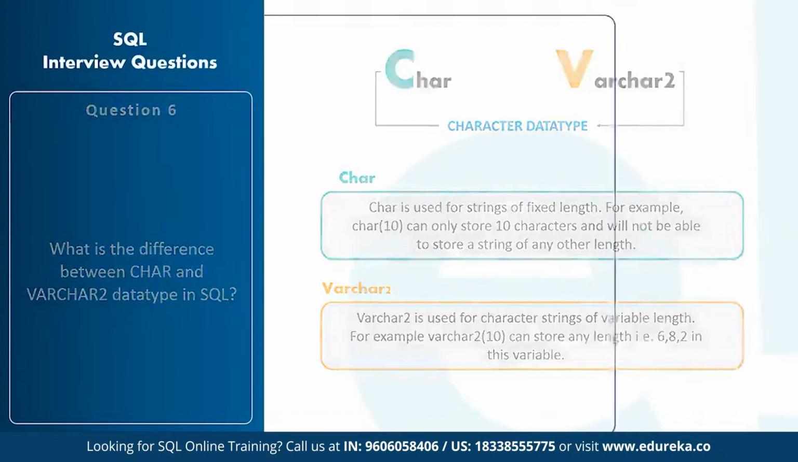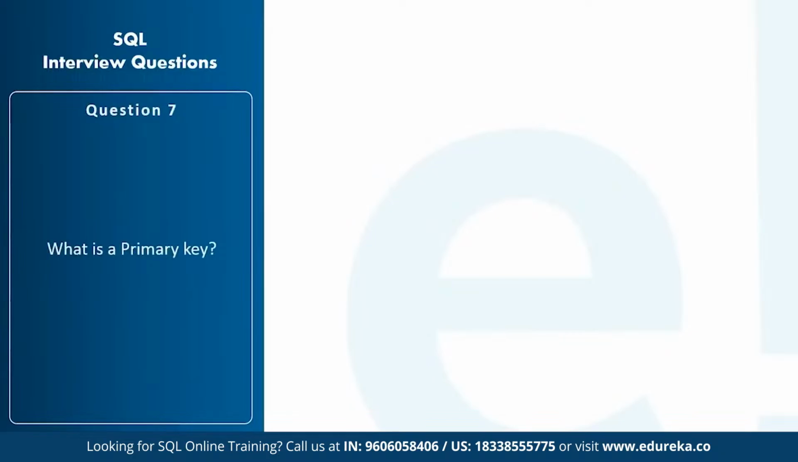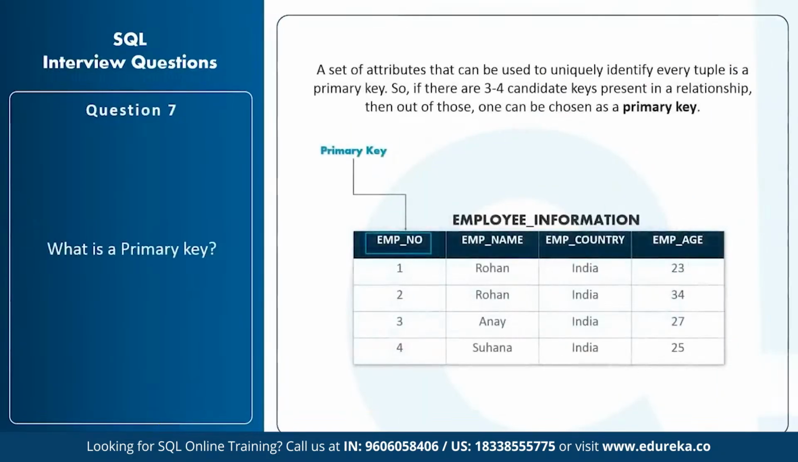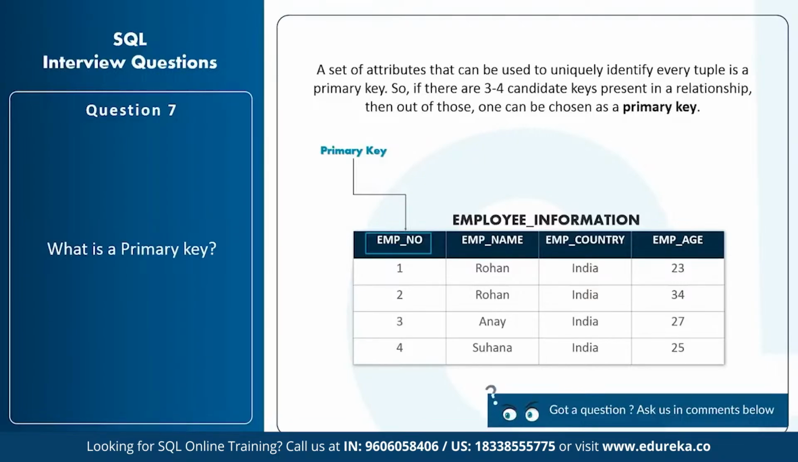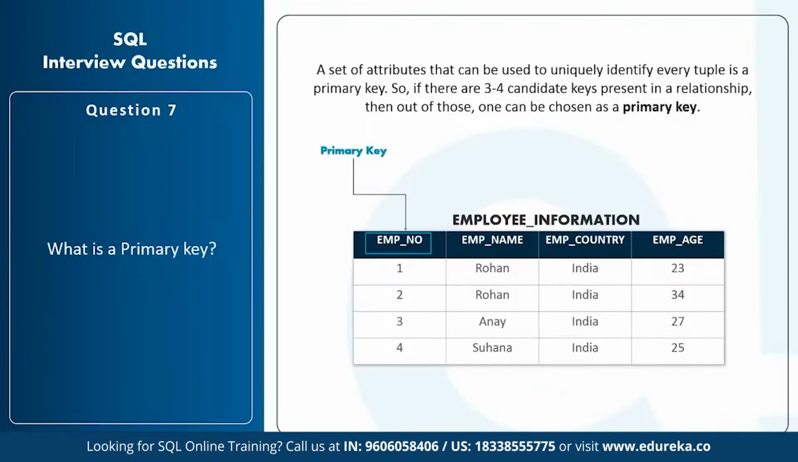Now, moving on to our next question, that is, what is a primary key? When you're working in a database field, obviously a company can have n number of databases having n number of tables inside it. Each and every table in a database has to be connected with the other tables, right? For that, we need to uniquely identify a table, or you can say you need to uniquely identify a column. So basically, a primary key is a set of attributes that can be used to uniquely identify every tuple. If there are around 3 to 4 candidate keys present in a relationship, then out of those, one can be chosen as the primary key.